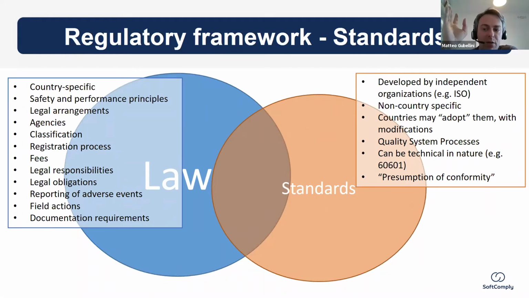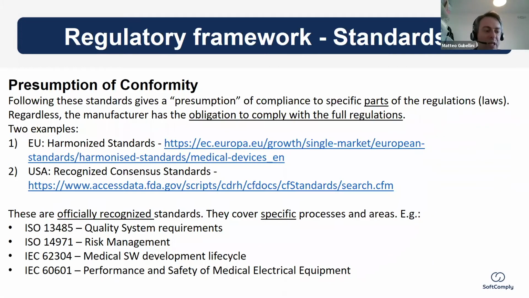Countries may adopt them, but in some cases there are modifications. For example, with 13485, there is a European version of 13485 that has some slight differences. They talk about quality system processes, typically, and they can also be very technical in nature, for example, 6601, and give you this presumption of conformity. So what is presumption of conformity?